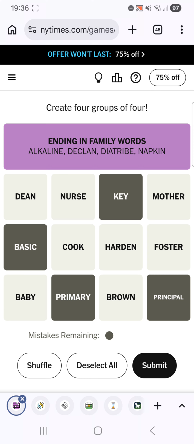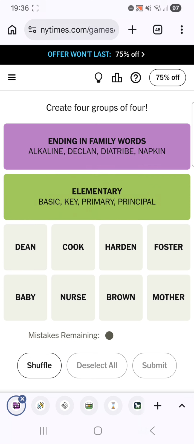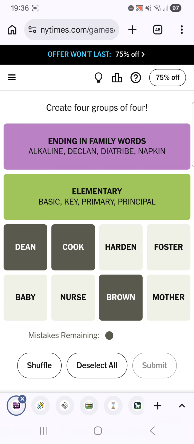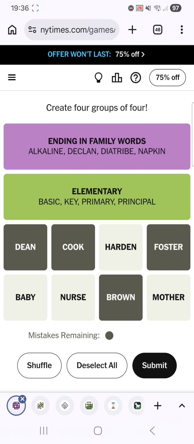Maybe it's not basic in this group. Primary, key, and principal definitely all mean the main thing. I think it's got to be basic, though, hasn't it? It is. Okay, they're all elementary. Now, how have I not solved these 2 groups yet? So, yeah, these 3 plus Foster was the group that I was doing for surnames, wasn't it? And then the other 4 all go together. This is what I tried, wasn't it? Yeah, already guessed, and that was one away.